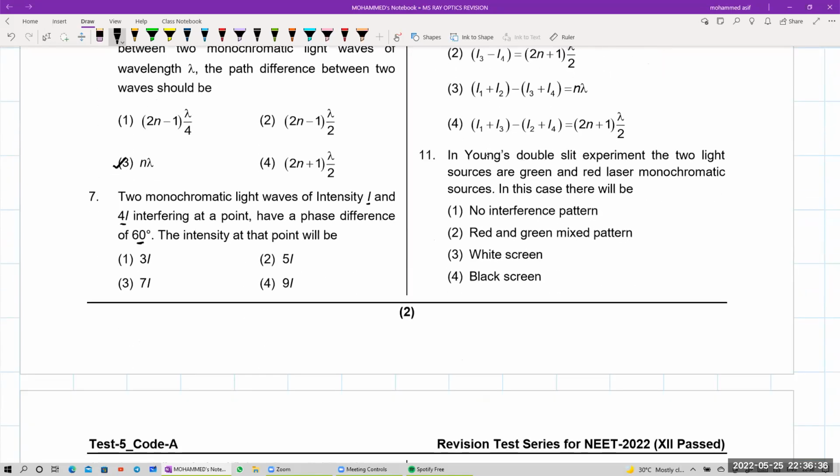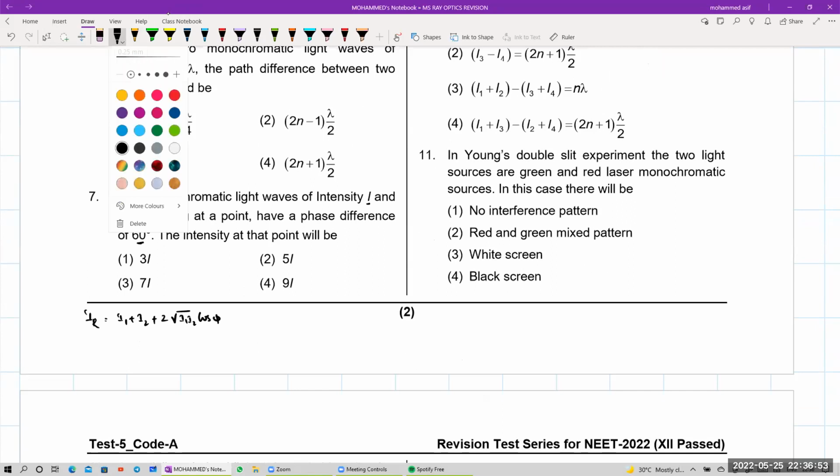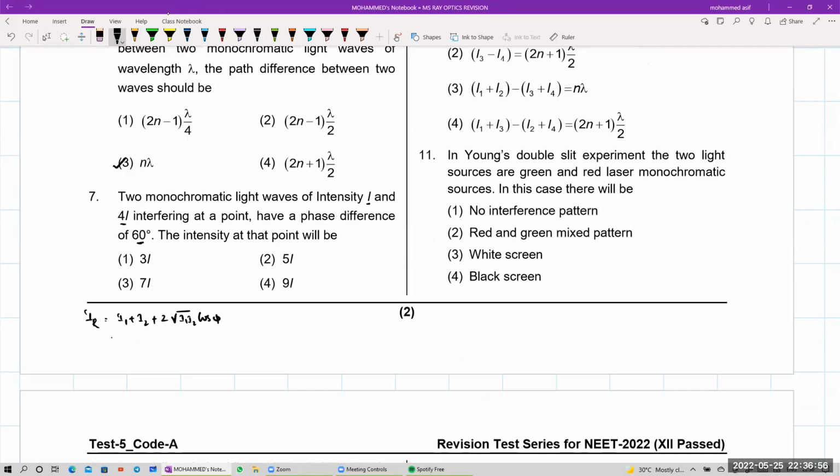So I'm writing the formula right now for that one. Resultant intensity का formula क्या होता है बेटा? I resultant is equal to I1 plus I2 plus 2 times root I1 I2 into cos phi. ठीक है ना? I1 की वैल्यू कितनी है बेटा? I1 की वैल्यू है I, यानी this one is I plus 4I plus 2 under root of I into 4I into cos of 60 degrees.